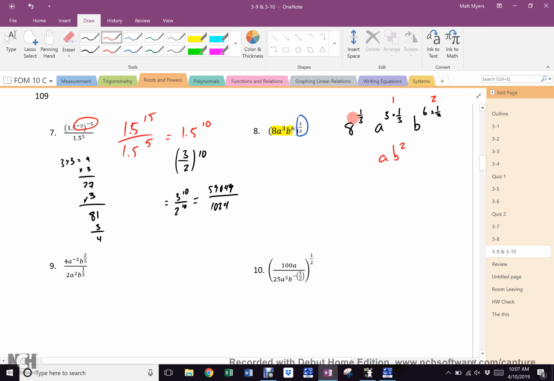This is the problem, though. But it's not really, because what do we do with that? That becomes the cube root of what? 8 to what power? 1. What is the cube root of 8? 2. What is 2 to the first power? 2. So there's our final answer. Looks scary, is it? No.